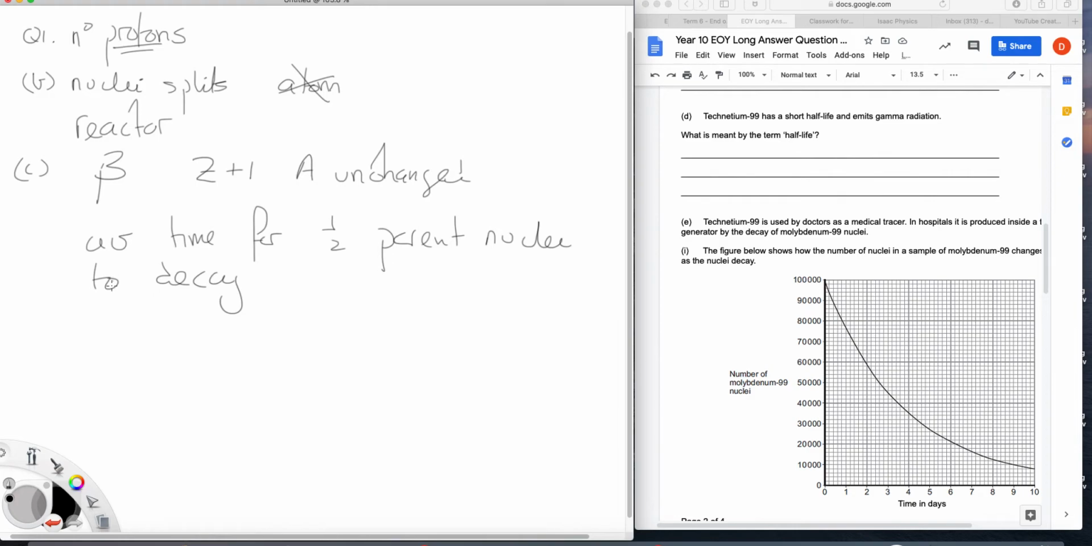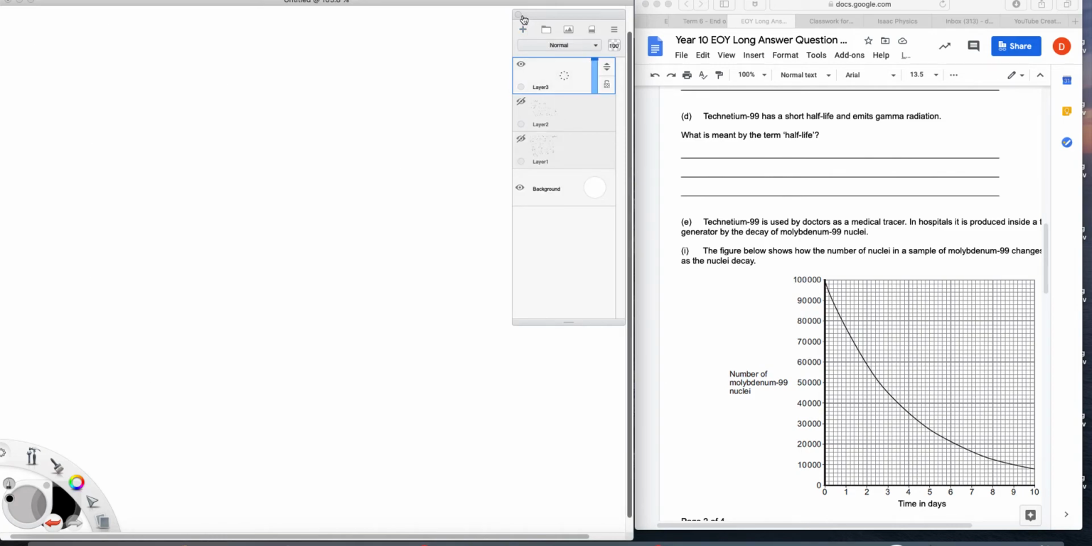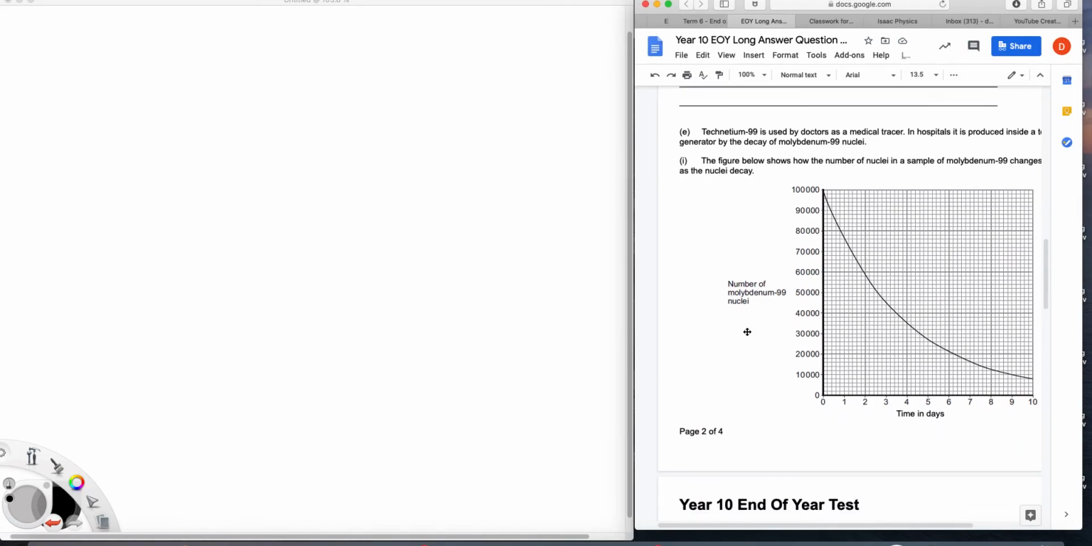You could say it is the average time for the activity to fall to half of what it was before, or the current rate. So that's part D. Part E then.